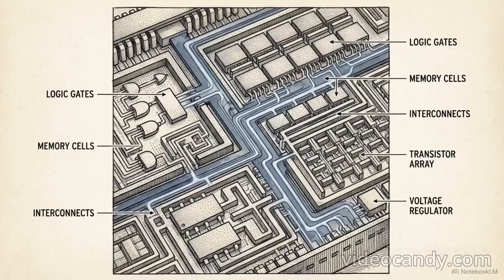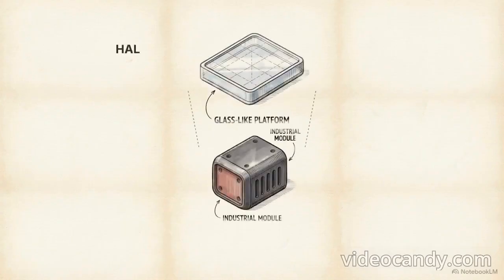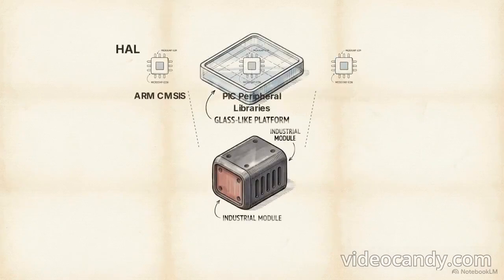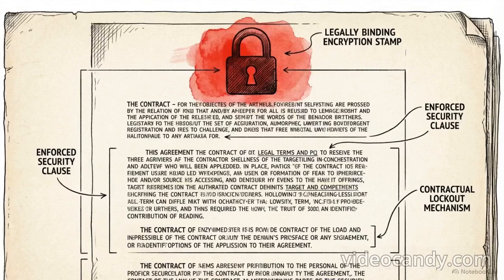Every embedded system requires a base layer to translate software commands into raw silicon voltage. This is the hardware abstraction layer, or HAL. Scanning the BECKHOFF declarations, we find the libraries serving this function: ARM CMSIS, PIC peripheral libraries, and STM32Cube. These layers utilize different licensing models. ARM CMSIS operates under the permissive Apache 2.0 license, allowing for broad integration.